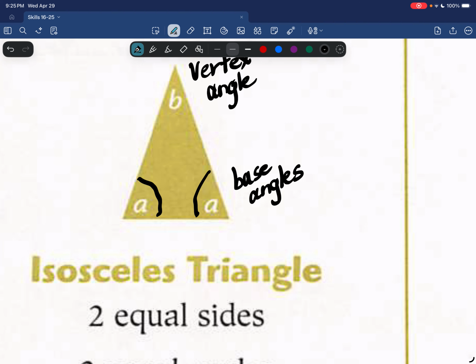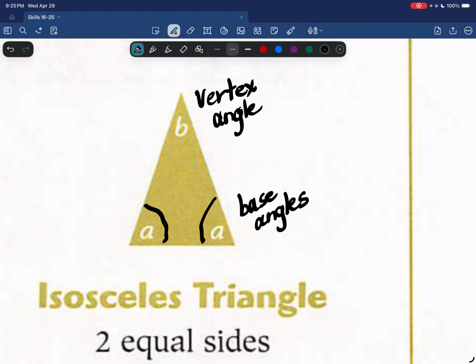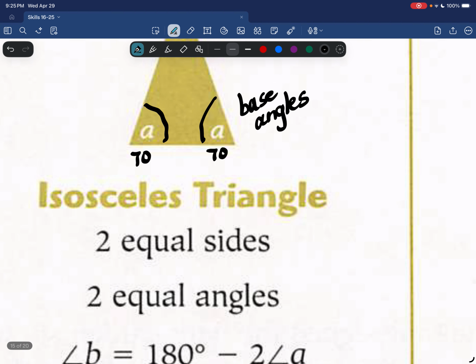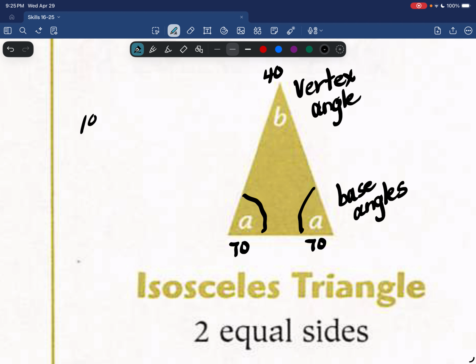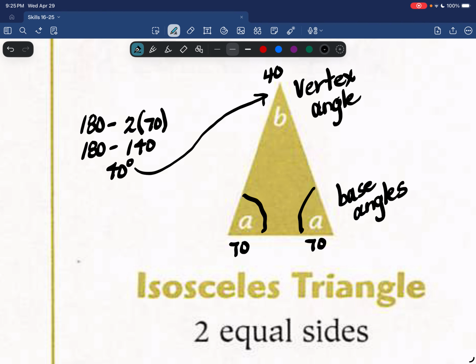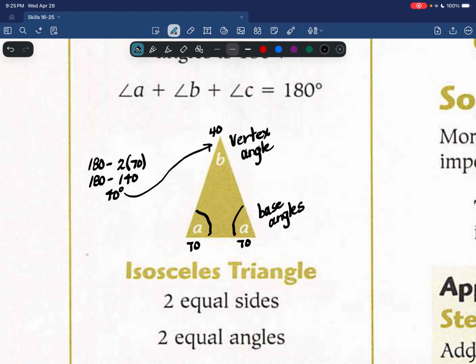And just as a way of example, if your base angles are 70 and 70, the vertex angle would have to be 40, because what this is saying, 180 minus 2 times 70, so 180 minus 140 is that missing vertex angle. So that is an isosceles triangle.